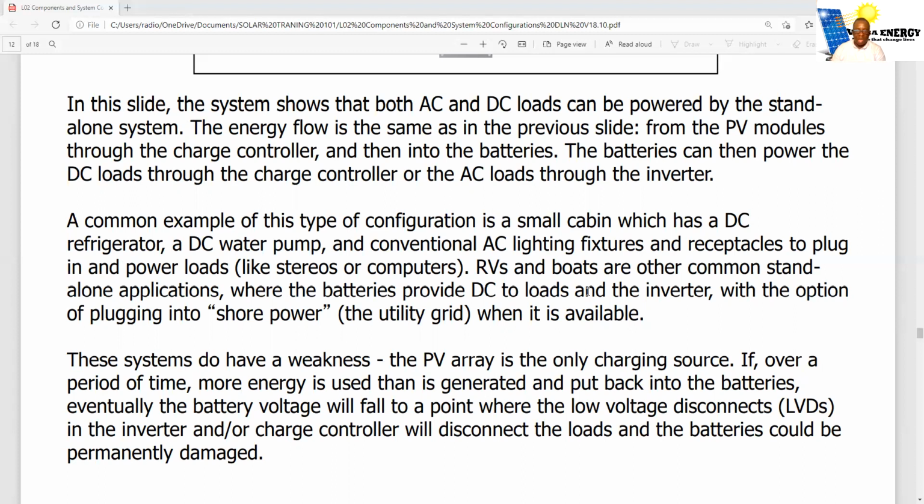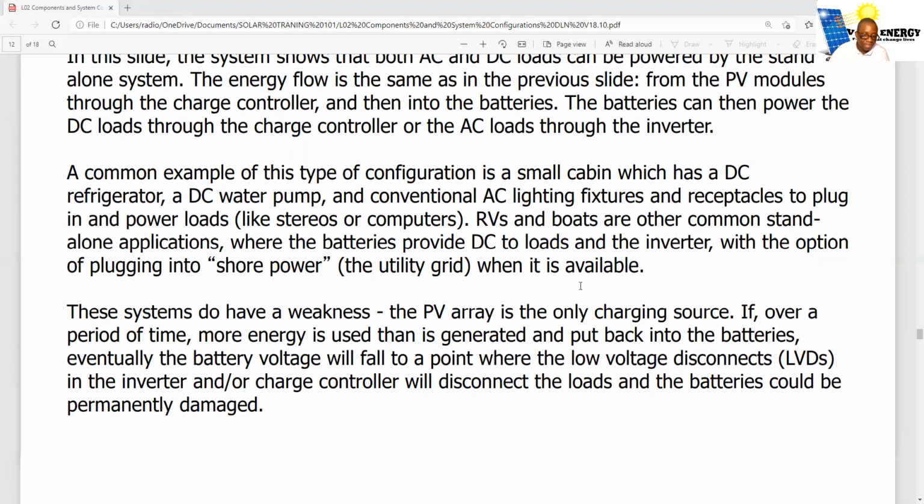RVs and boats are other common standalone applications where the battery provides DC load, and the inverter supplies AC to the load, with the option of plugging in to shore power. Okay, so when you have your RV, as I said, you use more DC appliances.